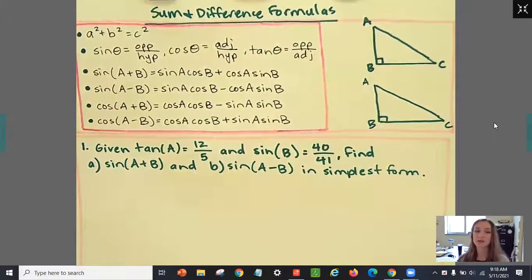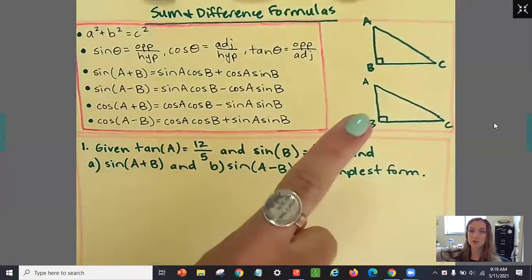The first thing is that we're going to be using the Pythagorean theorem a lot today. So I just wanted to go over the Pythagorean theorem: a squared plus b squared equals c squared. And then we're also going to be using sine equals opposite over hypotenuse, cosine is adjacent over hypotenuse, and tangent is opposite over adjacent. And that can only be done if you really understand what the opposite side is, what the hypotenuse is, what the adjacent is, and things like that.